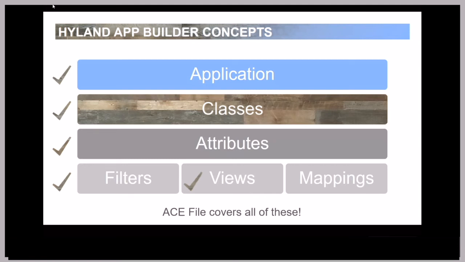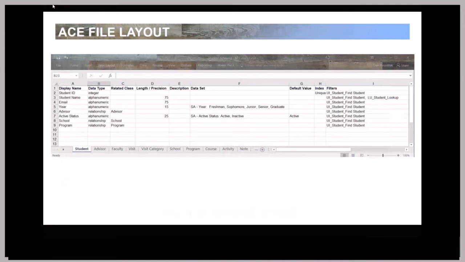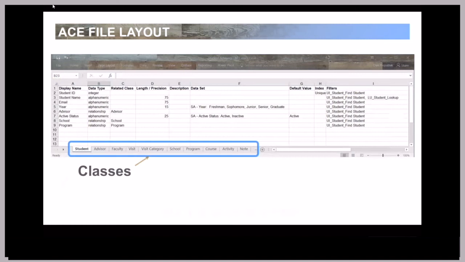Well, the unique part is the ACE file tool covers essentially 5 of the 6 main building components of this tool. So here's an example. And again, this is just a screenshot of a separate ACE file, but I'll show you the ACE file we're referring to. The layout of the ACE file is the important part I was trying to highlight here. First, we lay out our classes of data. If you've ever built something like an Access database, you can think of these as your tables, right? These are my tables of data.